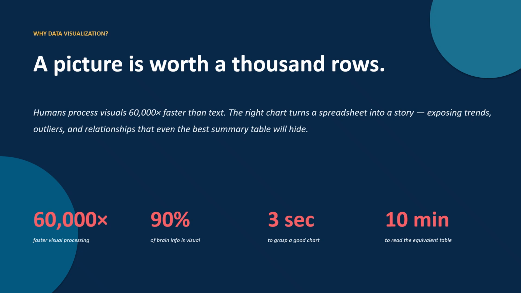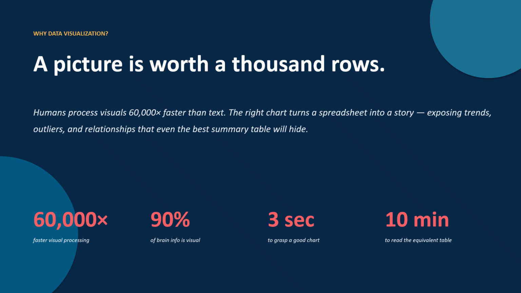Now let us dive into what data visualization is. Before we write a single line of code, let's answer the most important question: why do we visualize data? The human brain is fundamentally a visual processing machine. Researchers show that we process visual information 60,000 times faster than text. Not 60 times and not 600 times, but 60,000 times, if it is visual information.